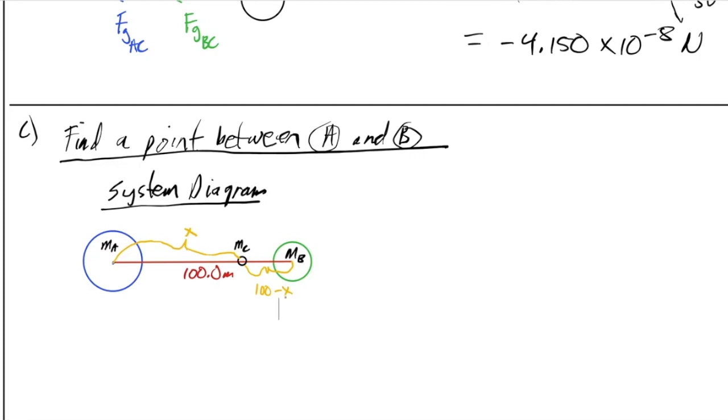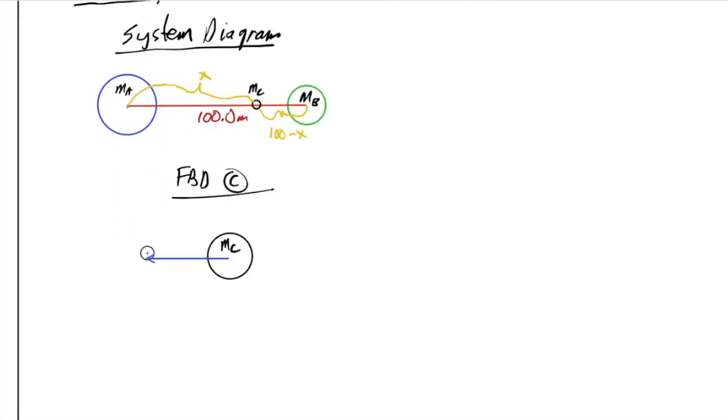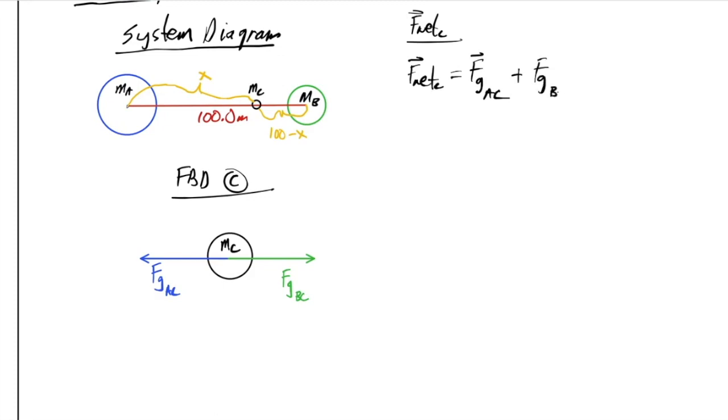Next, we're going to set up our free body diagram. MC is feeling a pull to the left from MA. At the same time, MC is feeling an equal pull to the right from MB. This is the force of gravity between A and C, and this is the force of gravity between B and C, and they have to be equal and opposite to each other. So let's analyze the net force acting on C. F net acting on C is equal to the force of gravity between AC plus the force of gravity between BC. The key to this is that the net force at this position is equal to 0.